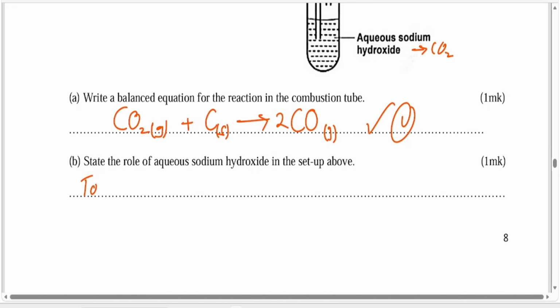So this is to absorb unreacted carbon dioxide gas. Please learn to write in words so that you write the symbol correctly, because you may not be in a position to write the chemical symbol correctly. So when you're writing carbon dioxide, write in full carbon dioxide gas, and this gives you 1 mark.